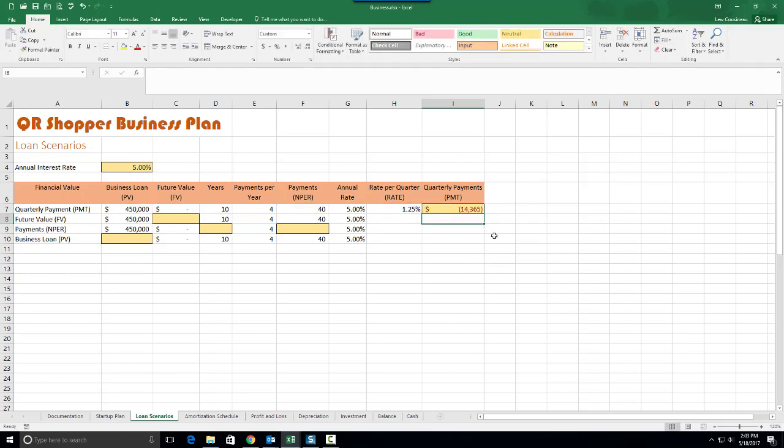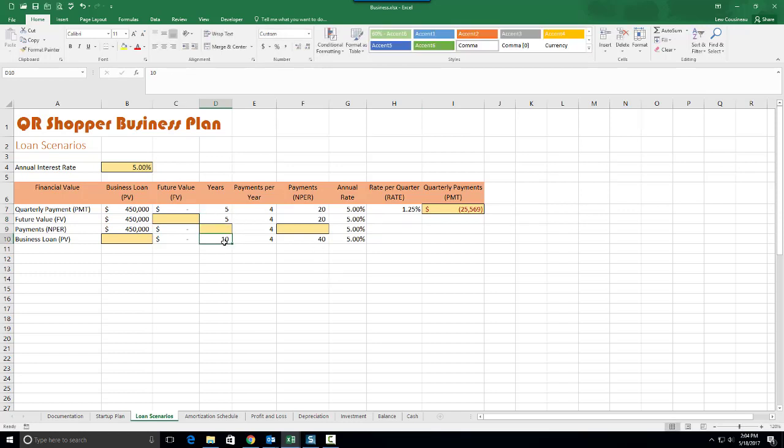And so now it shows our payment of $14,365. If you're following along in the book, you'll recognize that that number is way different than the number they got. And I just now see that the number of years for the loan in the review is 5.